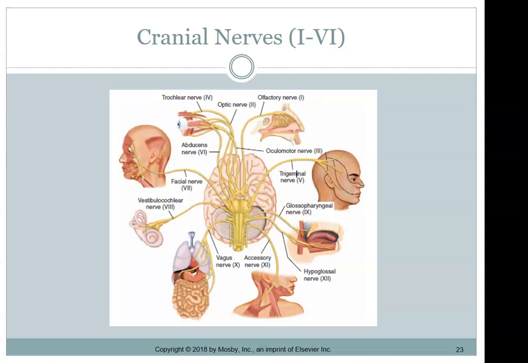Each of these arises from the gasserian ganglion, also called the trigeminal ganglion, which is the site of the dormant herpes virus after primary herpes infection.